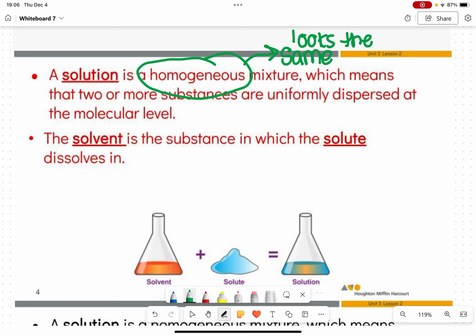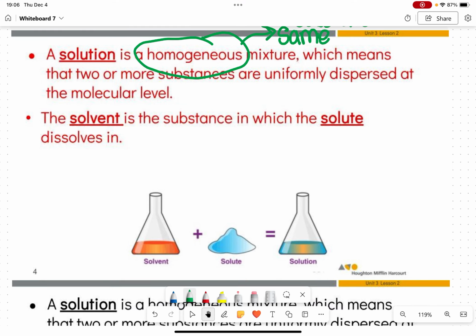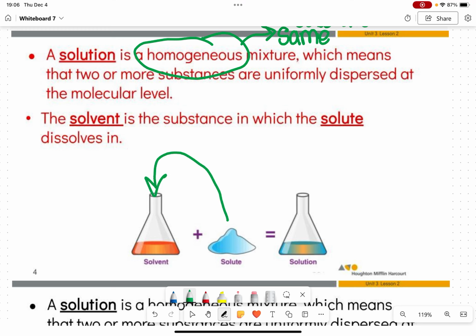The parts of a solution, or the things that make up a solution, are the solvent and the solute. The solvent is what is dissolving the solute. Typically the solute gets put into the solvent and then mixed together. Most of the time, the solute is a solid and the solvent is a liquid. But this is not always the case.